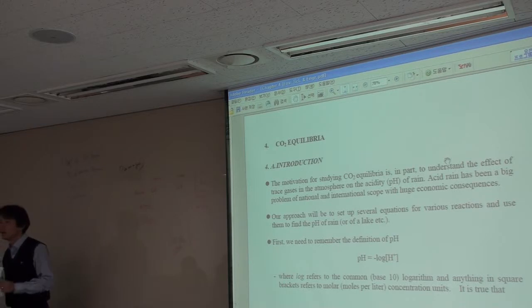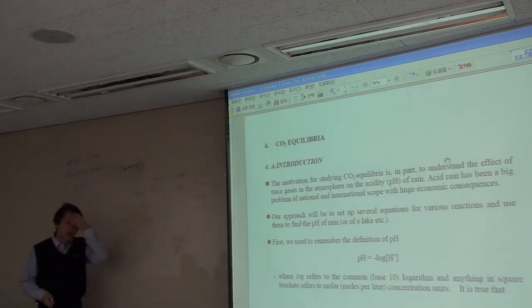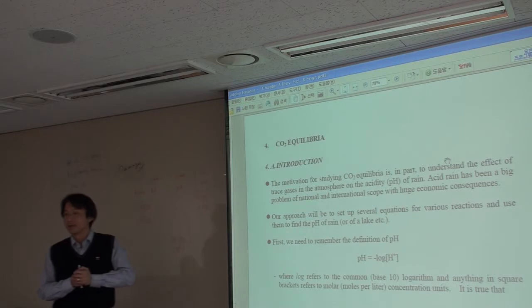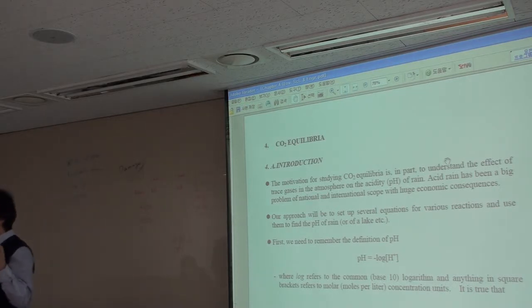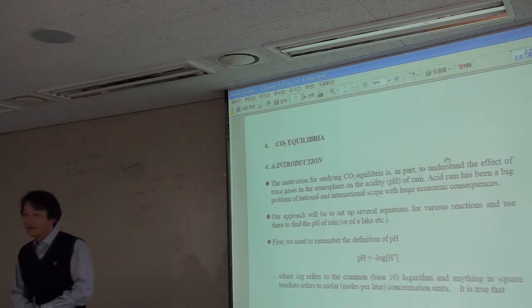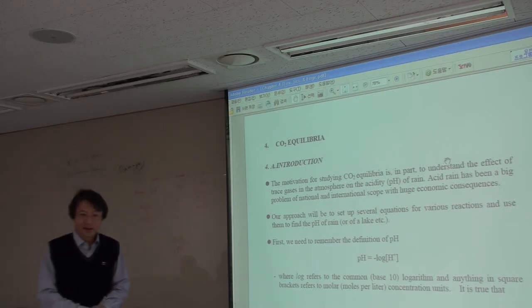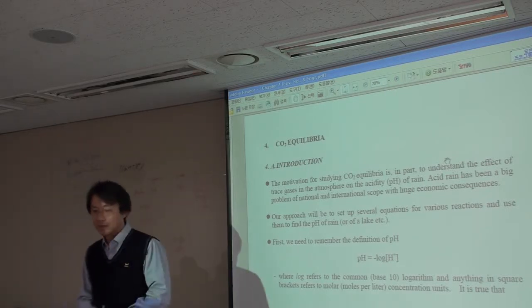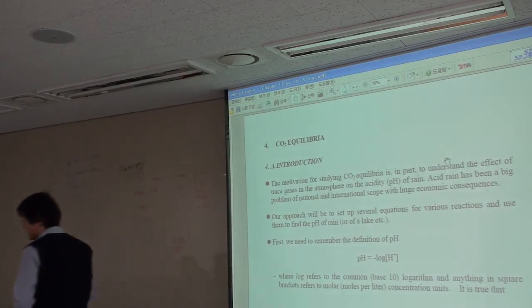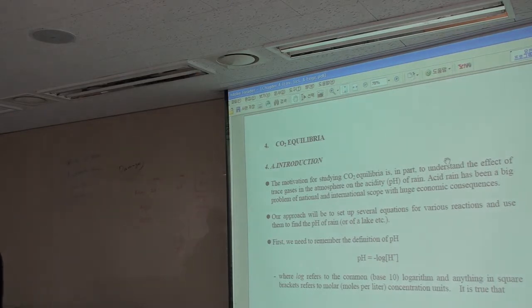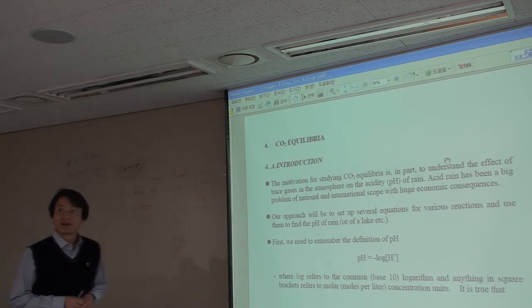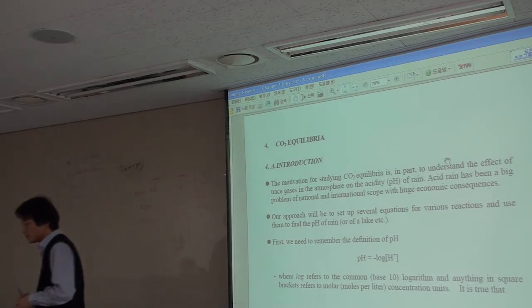One of my PhD students gave you another important environmental problem. It is the greenhouse effect, right? So you guys now can explain three of the most important environmental disasters. The first one is ozone depletion in the stratosphere.